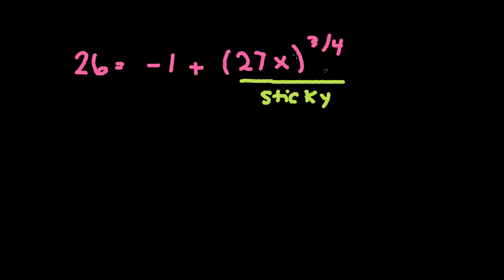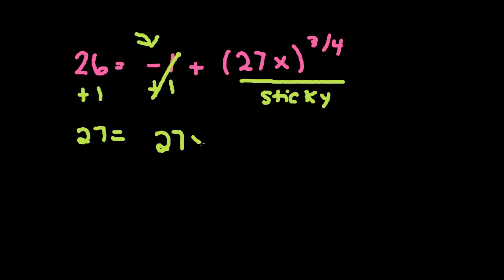So I want to get rid of the things that are not sticky first. So I'm going to leave that alone, and this is what I have to take care of first, because that is very far away from my x. So I'm going to get rid of this -1 first. So I'm going to do +1 to both sides, and I get 27. That crosses off, and now I have 27x to the 3/4.